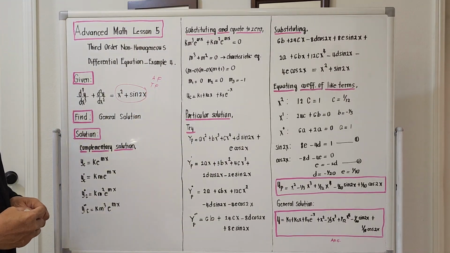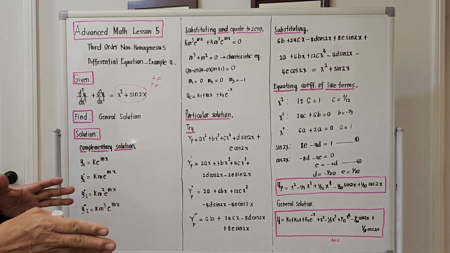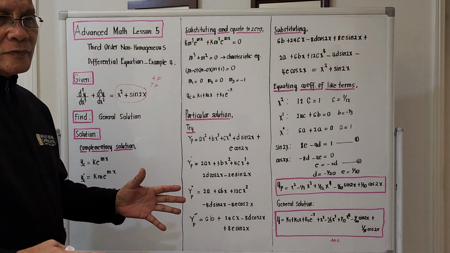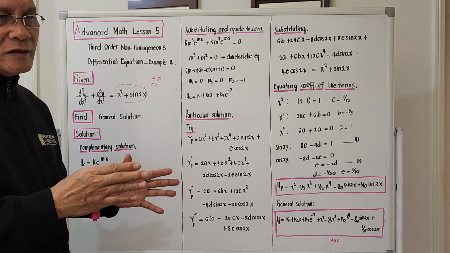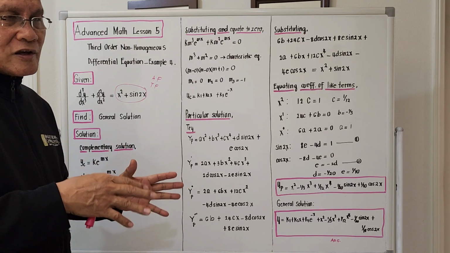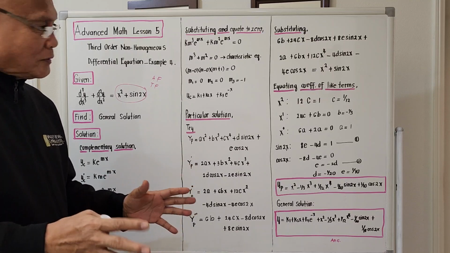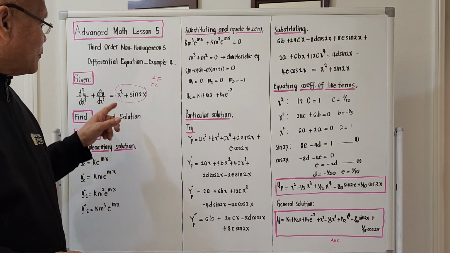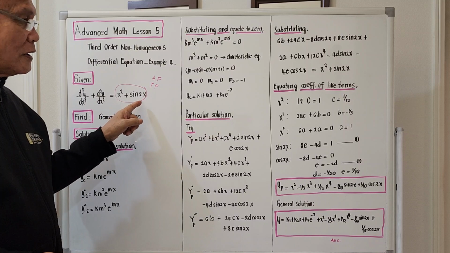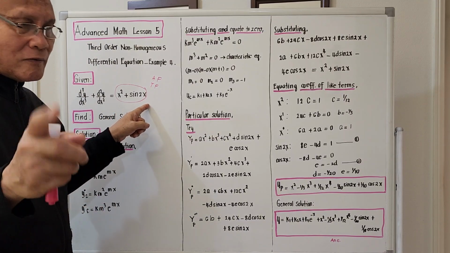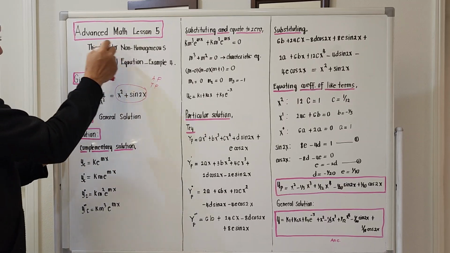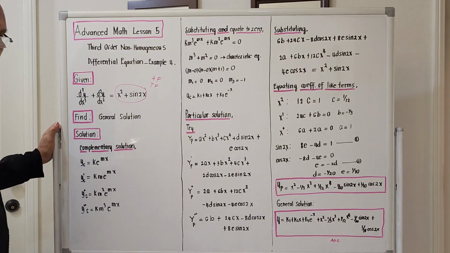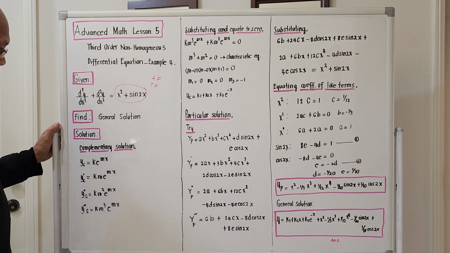Okay, I think the last time around, the right hand side is an exponential function. And the other examples are the right hand side is a plain sine function. So for tonight, it will now be a combination of an algebraic function and a sine function. The problem is asking for the general solution. This is Advanced Mathematics lesson number 5. Okay, let's proceed with the solution.